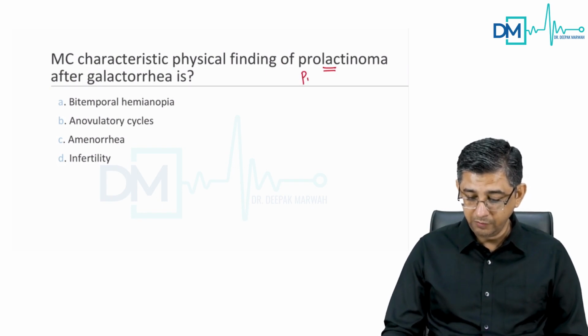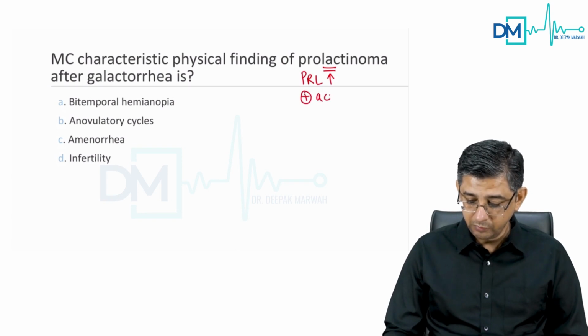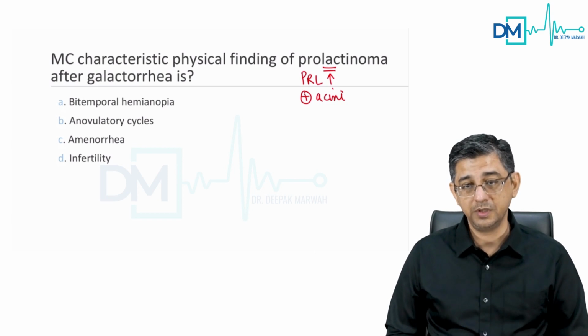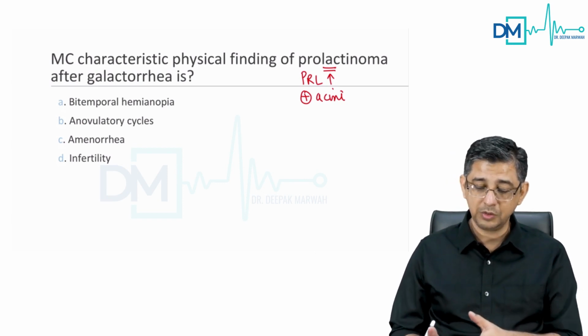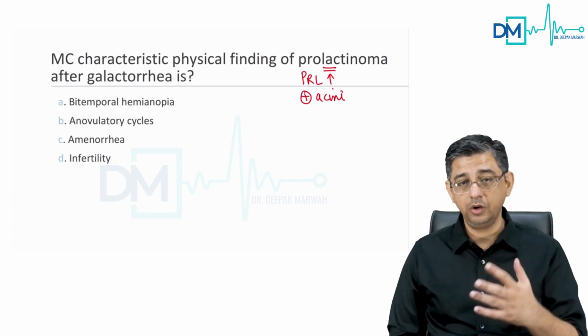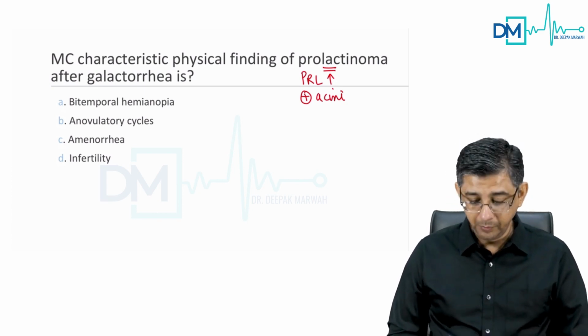prolactinoma, if you have increased prolactin in the blood, that will stimulate the breast and cause galactorrhea. So most of the guys were a bit confused in this question, because standardly he will ask you the manifestation of prolactinoma. Here he said after galactorrhea. So let's consider the options. Bitemporal hemianopia.